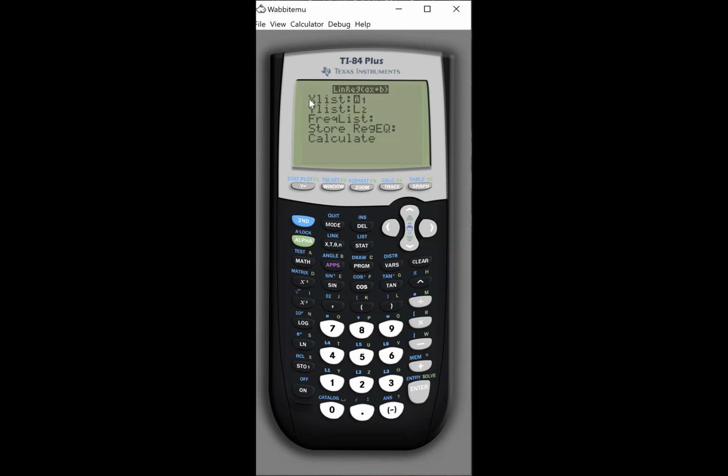Cool. All right. So if you look at X list, it says L1. If you look at Y list, it says L2. Frequency list, that should be left clear. Store required equation, that should be left clear. So I'll just go to calculate and just go right here. All right. So if you look at my R value, R is equal to negative 0.9735.